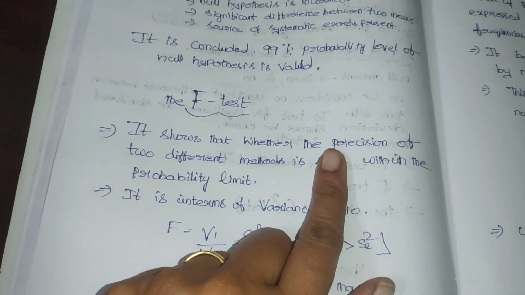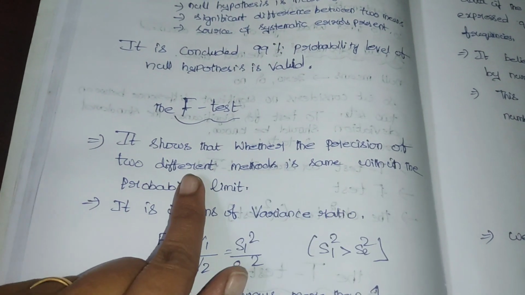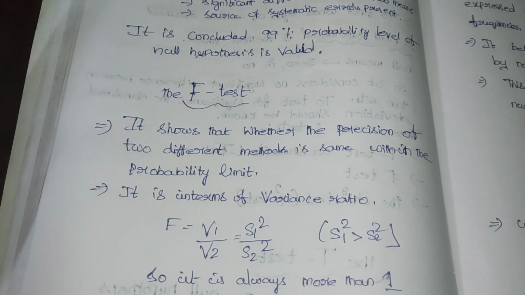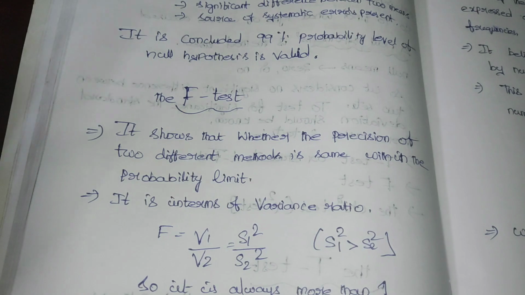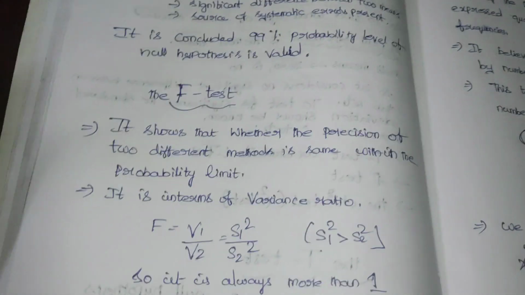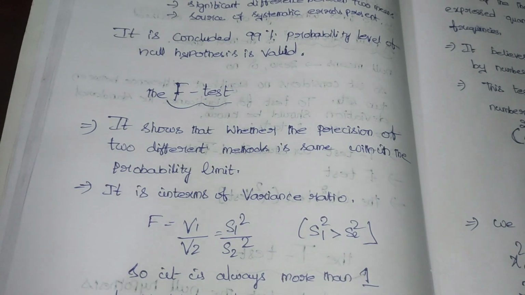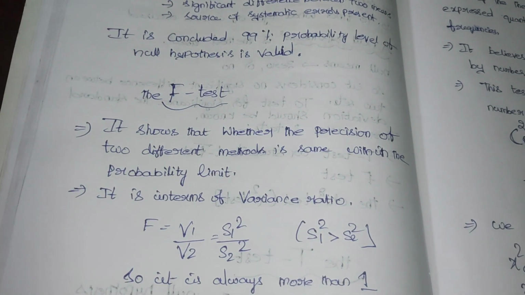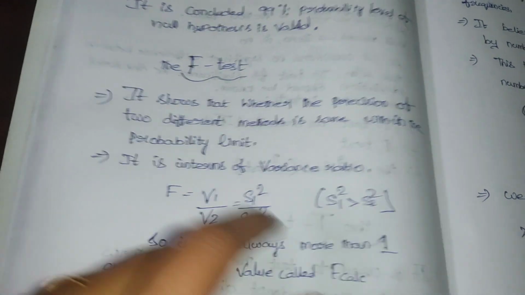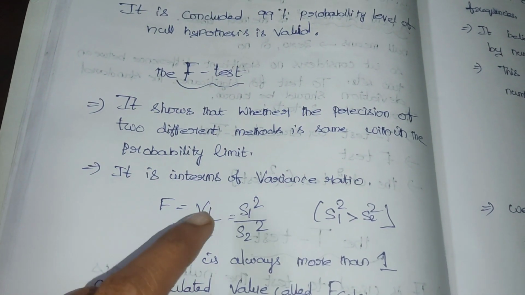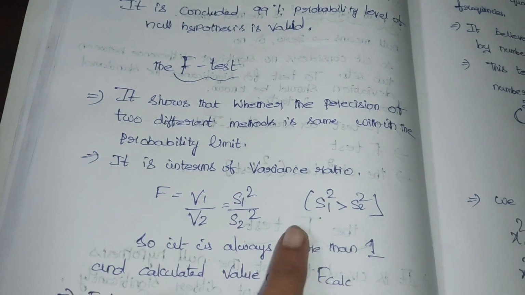It shows whether the precision of two different methods is the same within the probability limit. So here we are taking precision: for two different methods, is the precision the same or not. In the t-test, the means are same or not. In the F-test, precisions are same or not. So we compare this in terms of variance ratio. So F is equal to variance V1 by V2, or S1 square by S2 square.